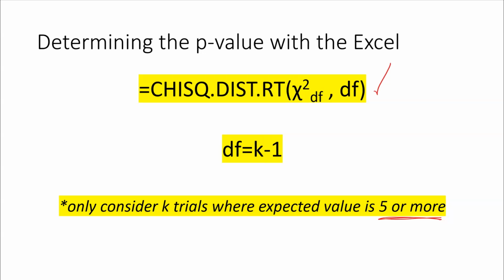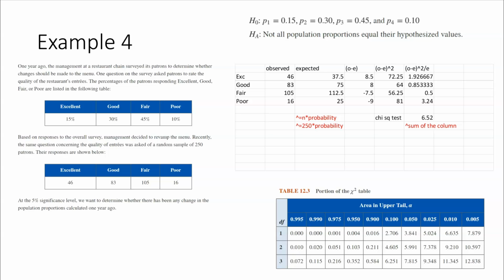All right, so let's look at example 4 now. So this is a continuation from example 3. So again, go back to the previous video. We are up to this point. We calculated this test statistic. We did the null and alternative all in the last video. So now we're going to build here. So now we are going to answer this question. At the 5% significance level, we want to determine whether there has been any change in the population proportions calculated 1 year ago. So in this problem here, we have our chi-squared, but we need to determine our p-value to compare against alpha. We know our alpha is 0.05, but we need our p-value.